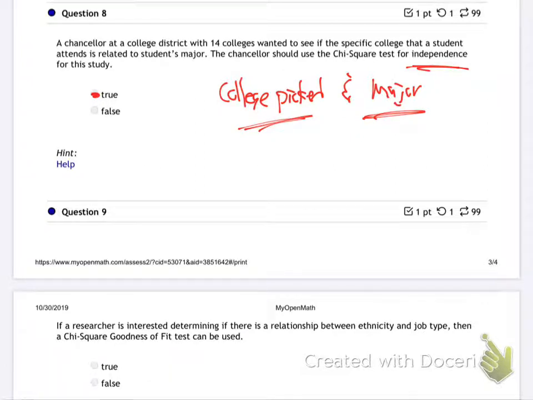How about number 9? If a researcher is interested in determining if there is a relationship between ethnicity and job type, would that be a goodness of fit test? No. Whenever you're doing two variables, it's not goodness of fit. Goodness of fit is just one variable, like political affiliation or blood type. This is two variables, job type and ethnicity, so it's certainly not goodness of fit. It would be independence, seeing if those affect each other or not.